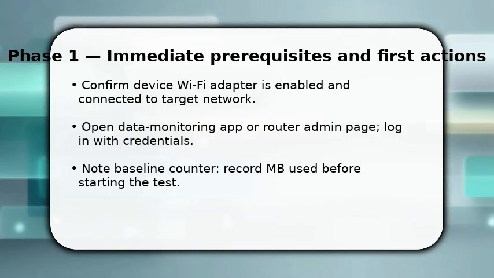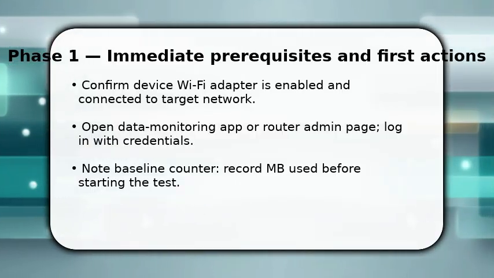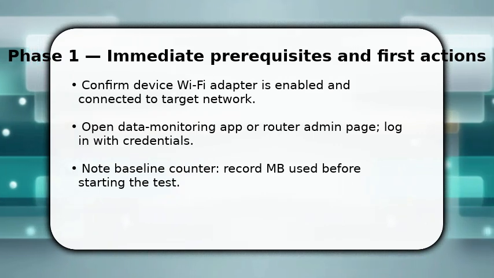Now record the baseline number of MB shown. That starting value lets you calculate actual throughput. This first step avoids guesswork and makes the subsequent measurements reliable and repeatable.